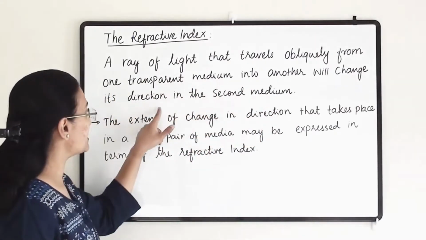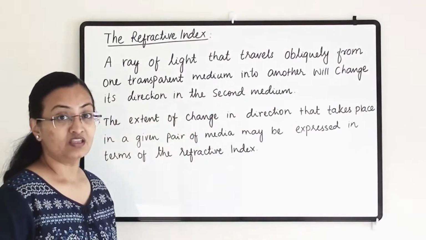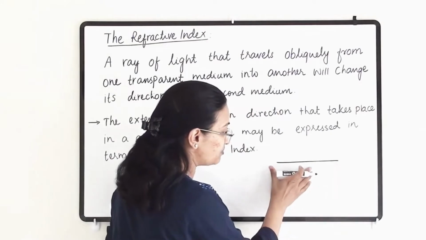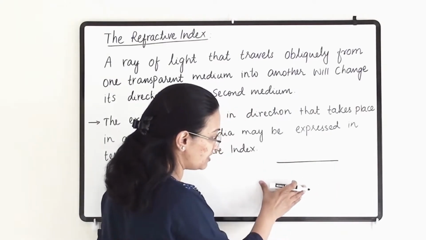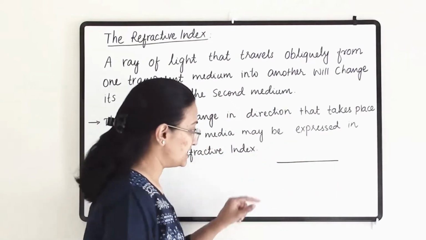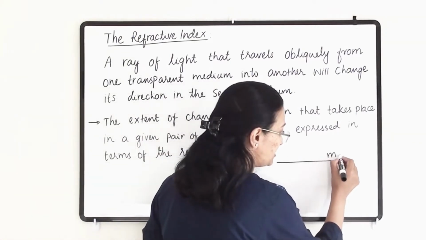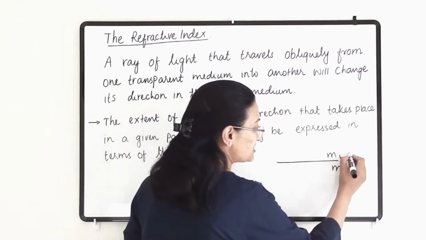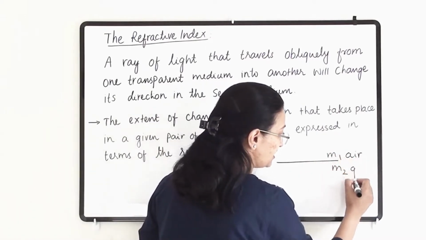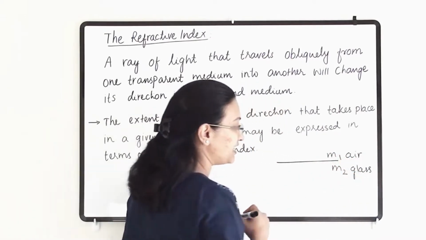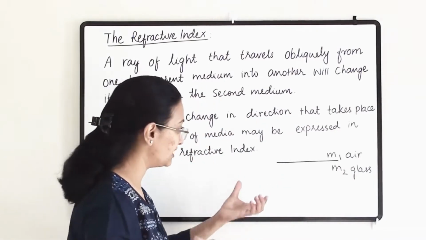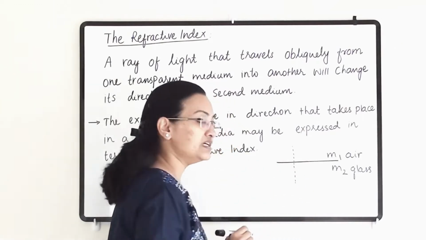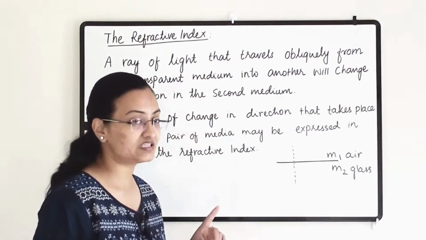will change its direction in the second medium. Now we have seen that if this is an interface of the surface, that means from here another medium is starting and here the medium is there. So this we are referring to as medium 1 and this we are referring to as medium 2. Now suppose this is a medium air and this is a medium glass, as the example of refraction through a glass slab. Here we have seen that this is a normal, a perpendicular to the surface.